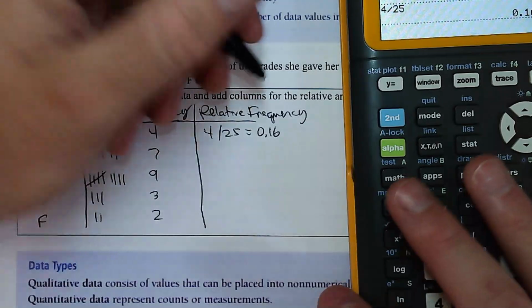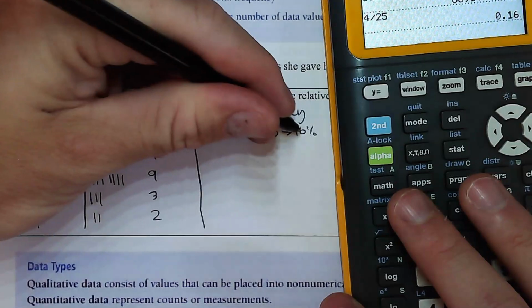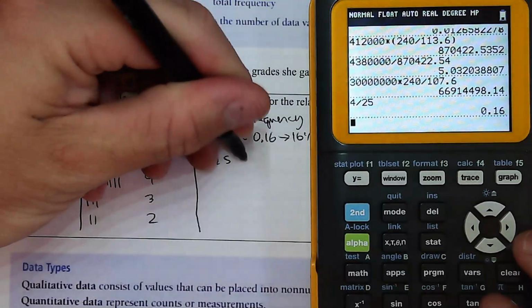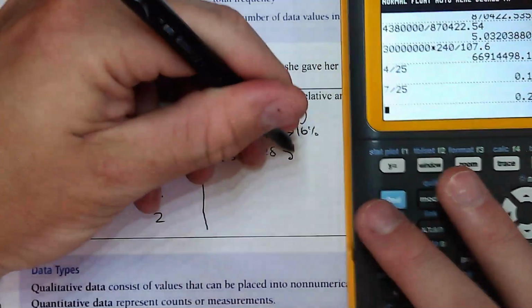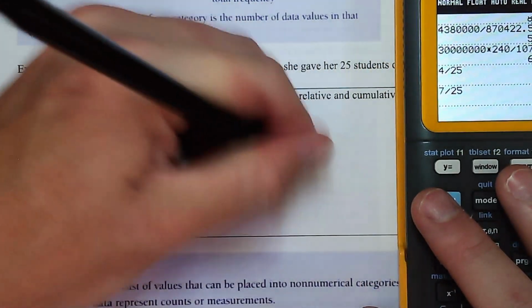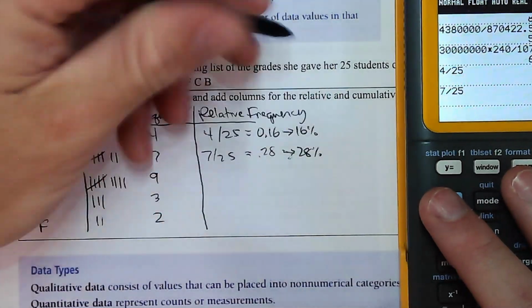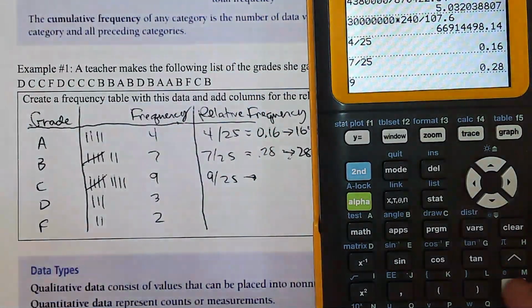You can make it into a percent, which would be 16%. So you can use it as a decimal or percent. The next one, 7 divided by 25, that'd be 0.28, which should be 28%. Okay, and then the next one's 9 out of 25, so that would be 36%.